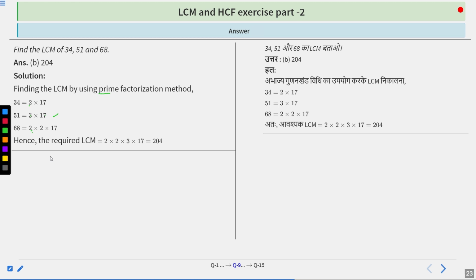Now after that, to find out the LCM, we are going to look for the highest power of every number. 2 is present a maximum of 2 times here, so 2 into 2. 17 is present once in every number, so into 17. And 3 is also present once, into 3. So 2 into 2 into 3 into 17, that is 204, is the LCM of the numbers. So option number B, 204, is the correct answer.